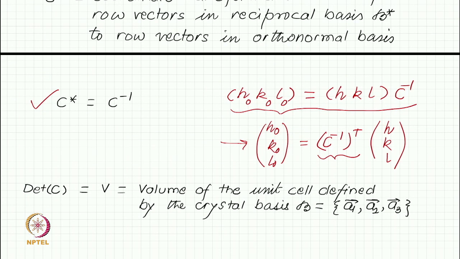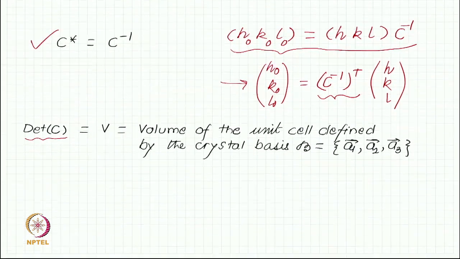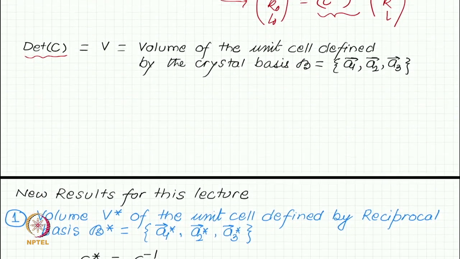Now, we also established one relation in the very beginning, that the determinant of this coordinate transformation matrix, the matrix which transforms the crystal basis to the orthonormal basis, has this important property. The determinant is the volume of the unit cell defined by the crystal basis. So, A, B, C will always define a parallelepiped, they will have a volume, and that volume will be the determinant of the C matrix. These are all established, we have done this.